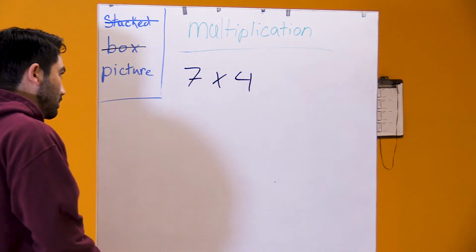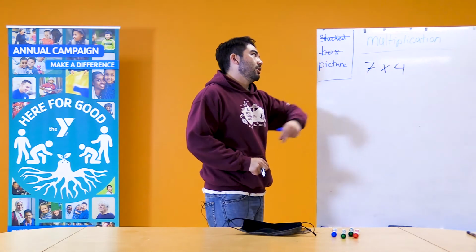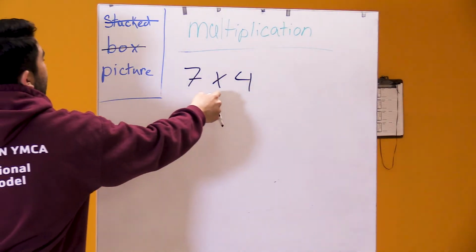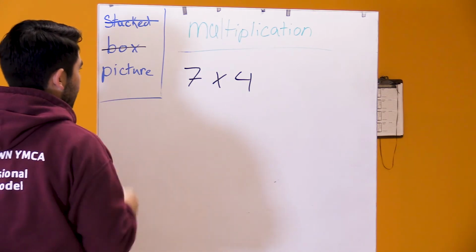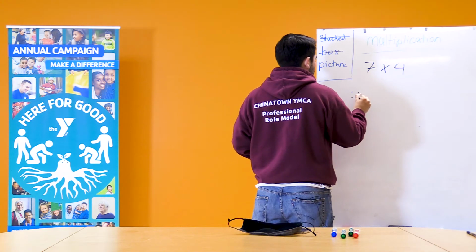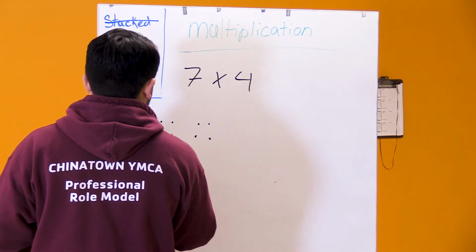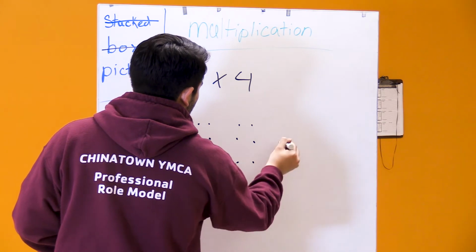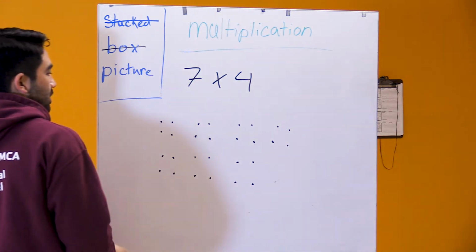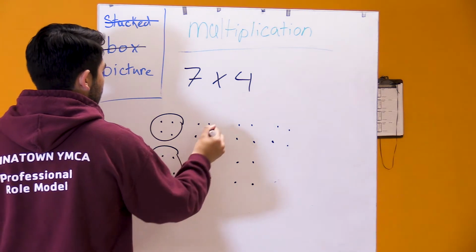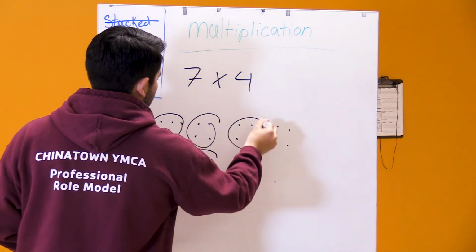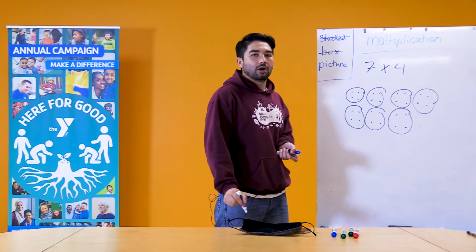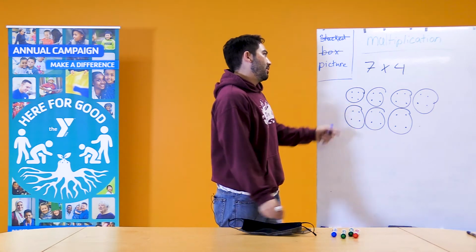Seven times 4. So if we want to turn 7 times 4 into a picture, the way I like to look at it is that we have 7 groups of 4. So let me show you how to do that. 1, 2, 3, 4. Okay. So here are my 1, 2, 3, 4, 5, 6, 7. My 7 groups of 4. So each dot represents 1, and here are my 7 groups.